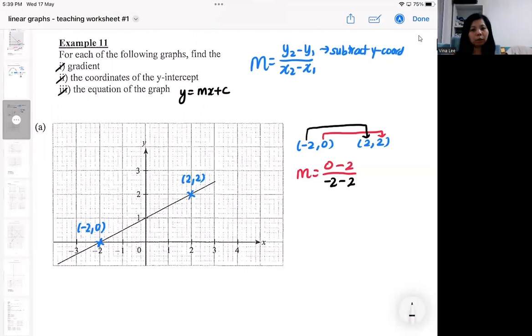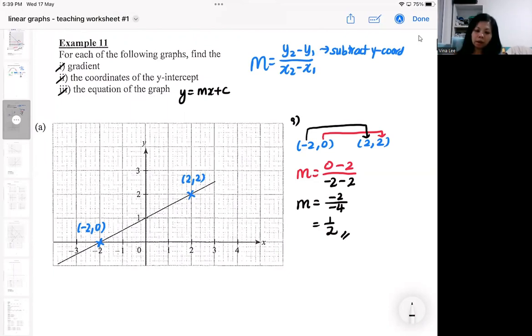You make sure you subtract in the same direction. So that will be how we calculate the gradient. And I end up with a positive gradient. So that will be the first part. Okay, and you were expecting a positive gradient, right? And you calculate out a positive gradient. So you are on the right track.